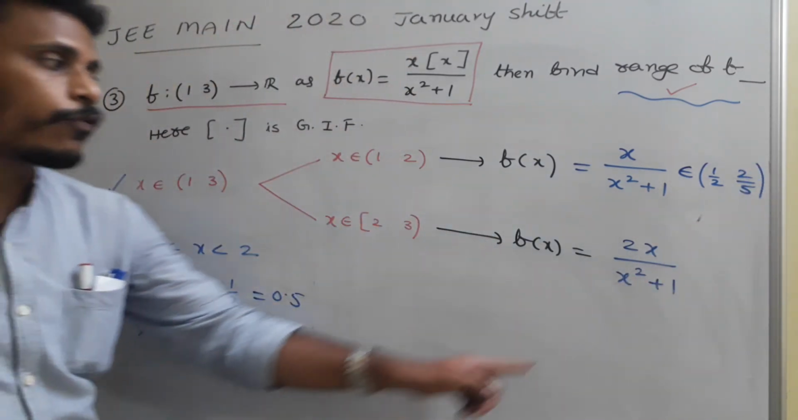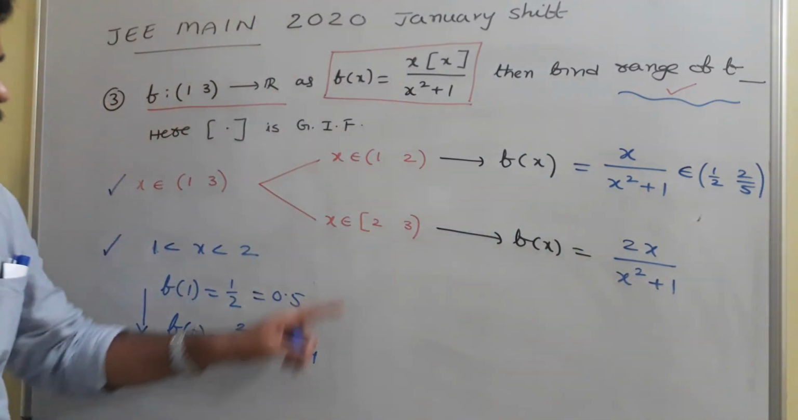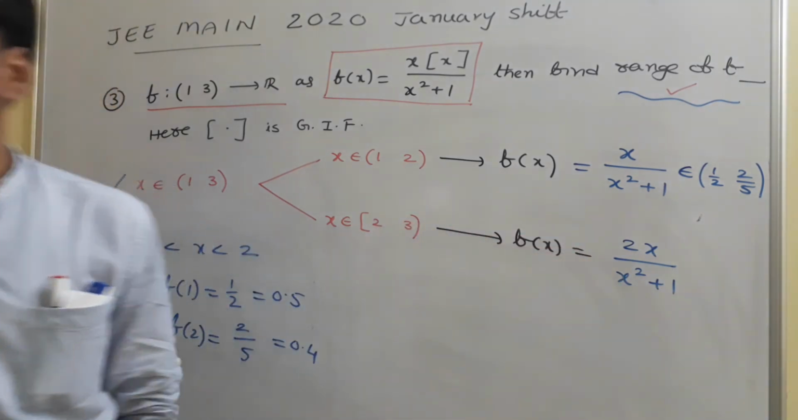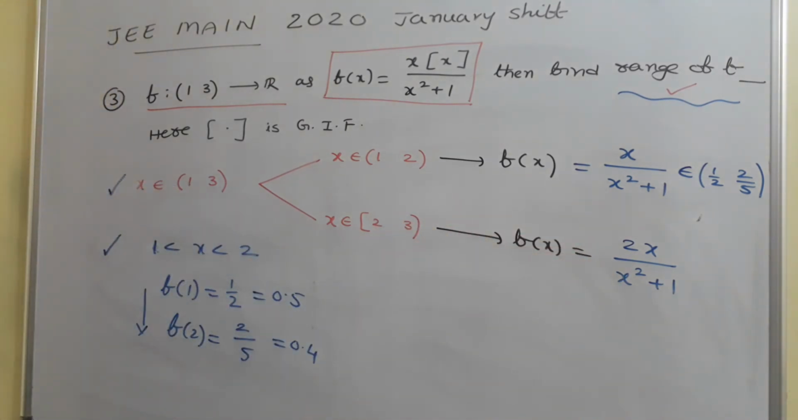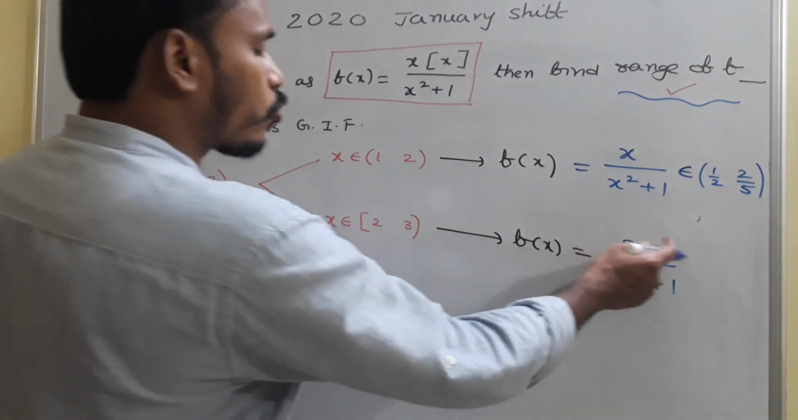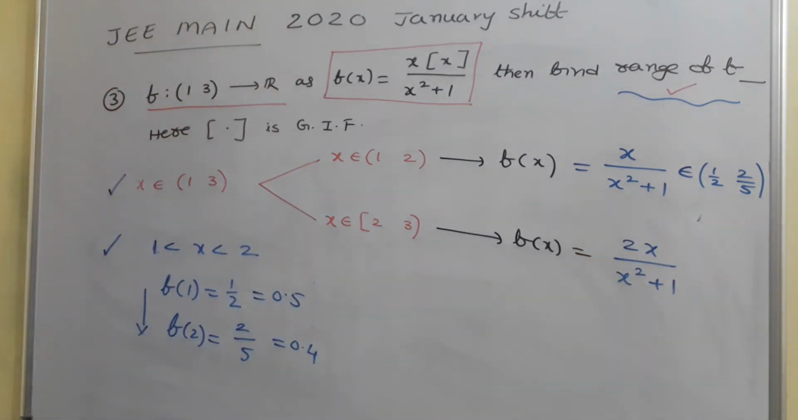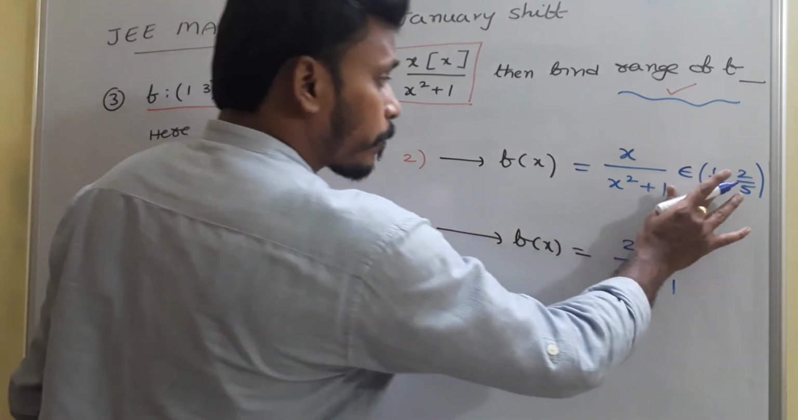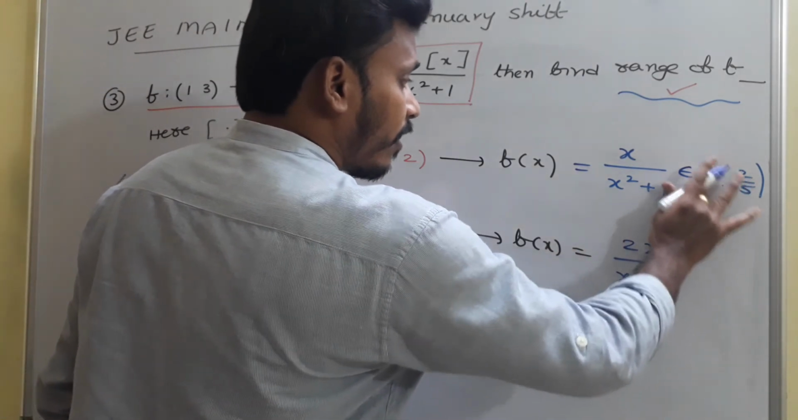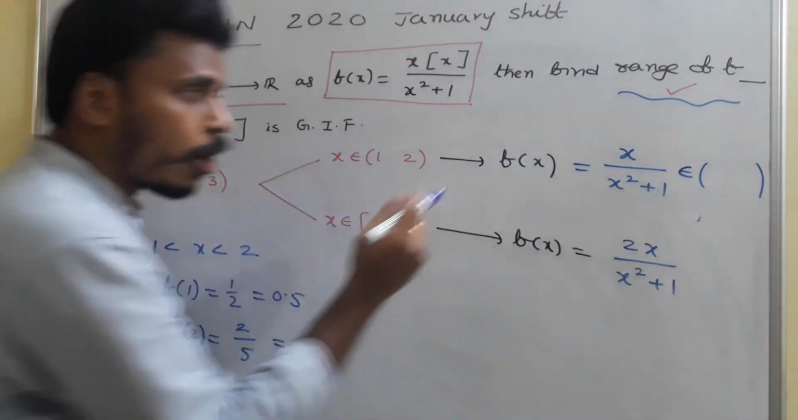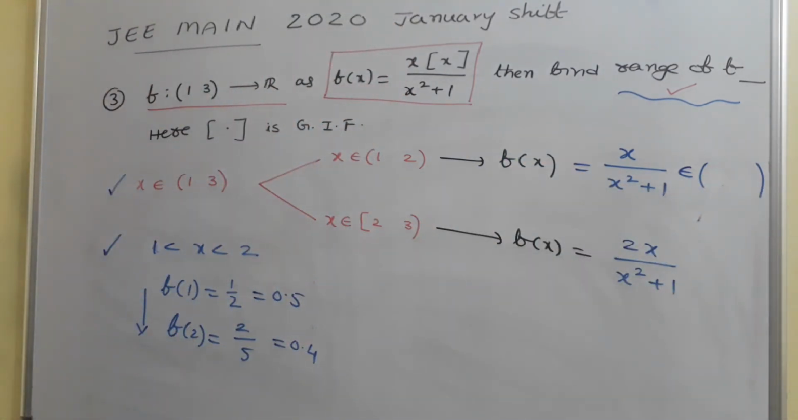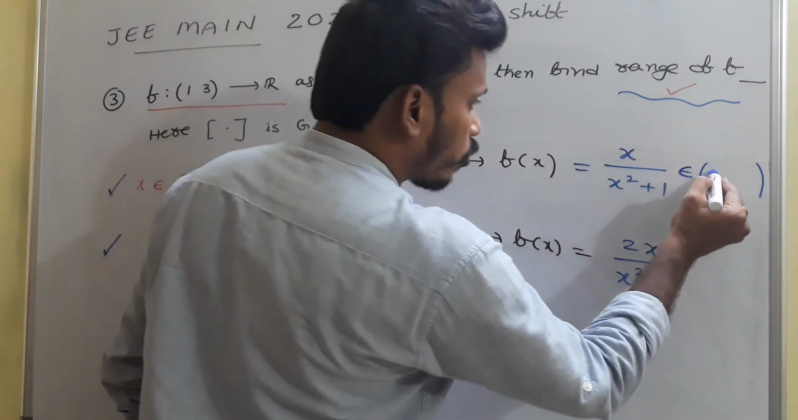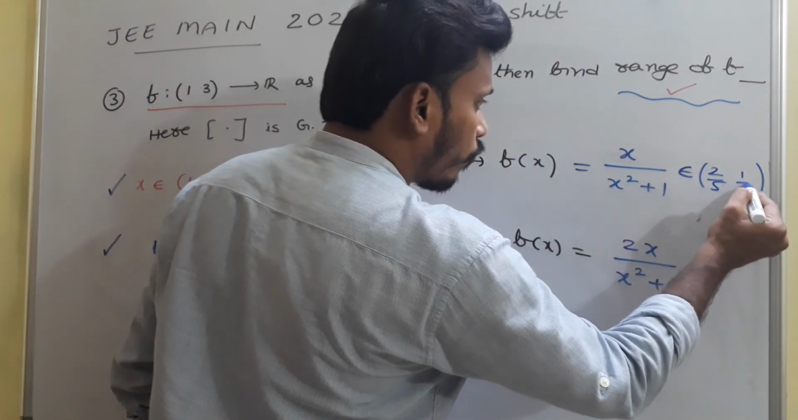In the same way, if you check here, when you replace x with 2 here, what will you get? This is 2 into 2. They are decreasing, right? While expressing the range, as an open interval, we need to write the smaller number first and then the larger number, and that's why these values belong to the region 2 by 5 to 1 by 2.